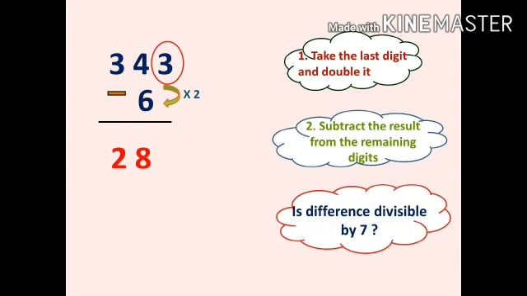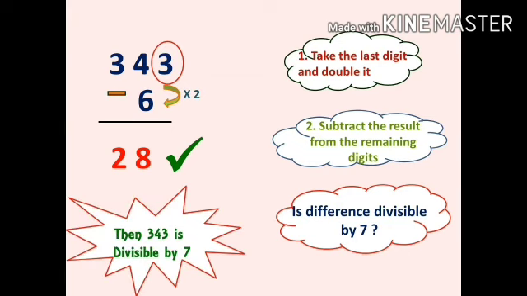The final step is to check whether the difference is divisible by 7. That is, we have to check whether 28 is divisible by 7. It is divisible by 7, right? Because 4 sevens are 28. If it is divisible by 7, then 343 is also divisible by 7.